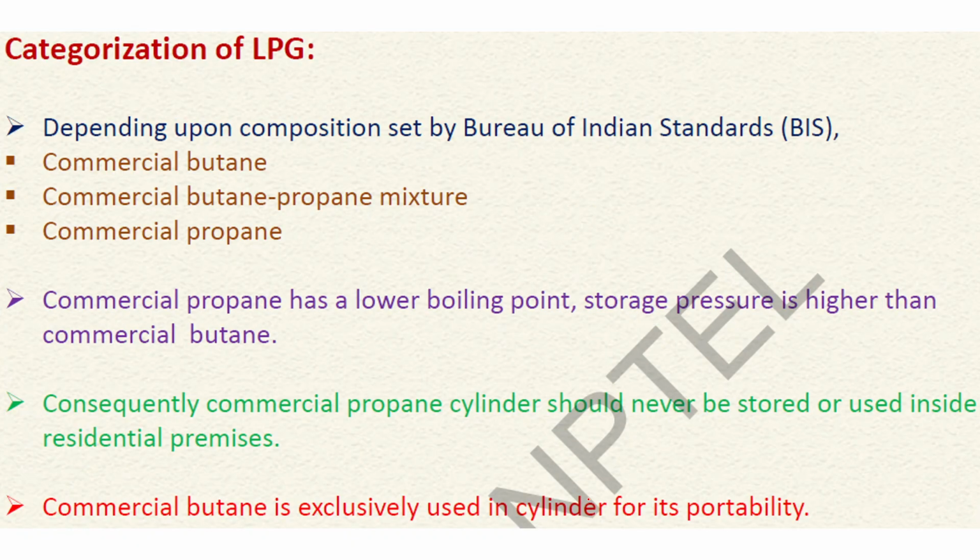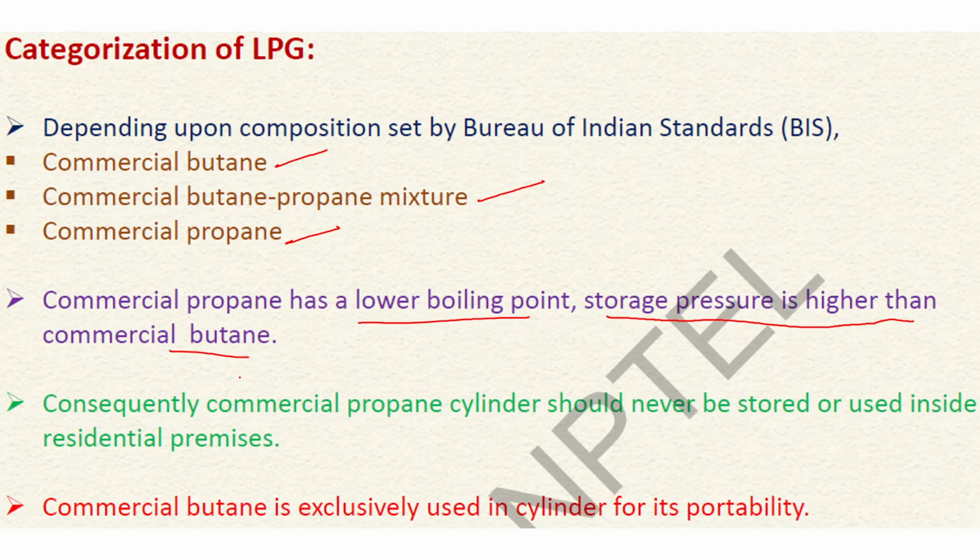Coming on to the characterization of LPG. Depending on the different standards set by the Bureau of Indian Standards, LPG is of three types. One is commercial butane, one is the mixture of butane and propane, and the third one is commercial propane. As we know, propane is a smaller molecule compared to butane. It has a lower boiling point, and so its storage pressure is very high compared to butane.